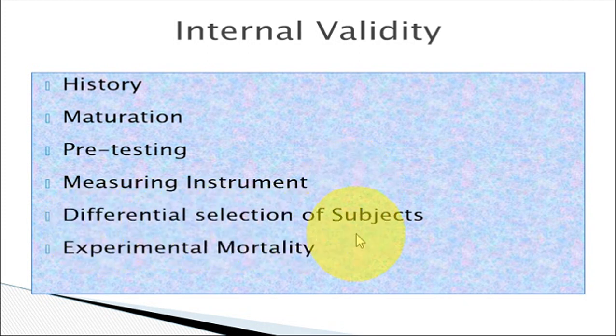Or differential selection of the subjects. If the students are selected in a biased way, for example, for an experiment, if you select only the intelligent students of the classroom, the bright ones of the classroom, naturally they will do well in the experiment. It is not because of the treatment or the experiment, it is because their IQs are already high. So when we select the students, randomized selection of such students in the experimental group is very important. The last one is experimental mortality.